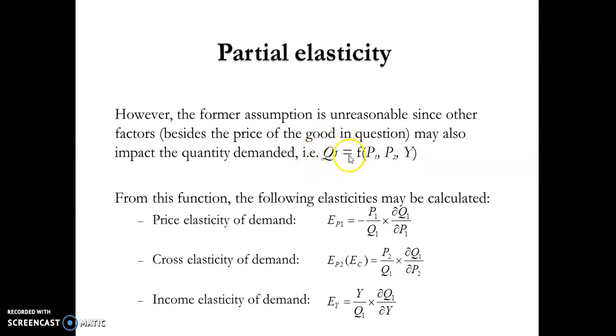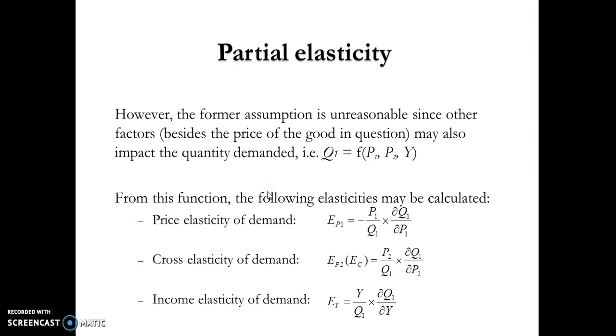So if we have a look at the quantity demanded here, given by Q1, we can now state it as a function of P1, P2 and Y. P1 is going to pertain to the price of the good. P2 is going to pertain to the price of related goods, such as complements and substitutes, and Y is going to stand for income. So now your quantity demanded depends on other factors other than just the price of the good.